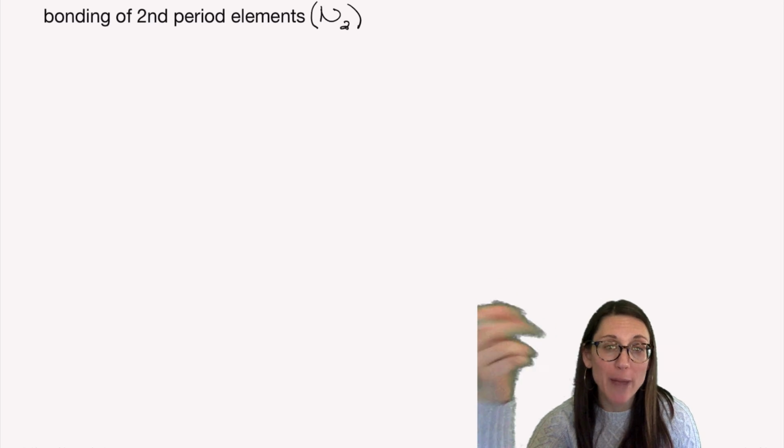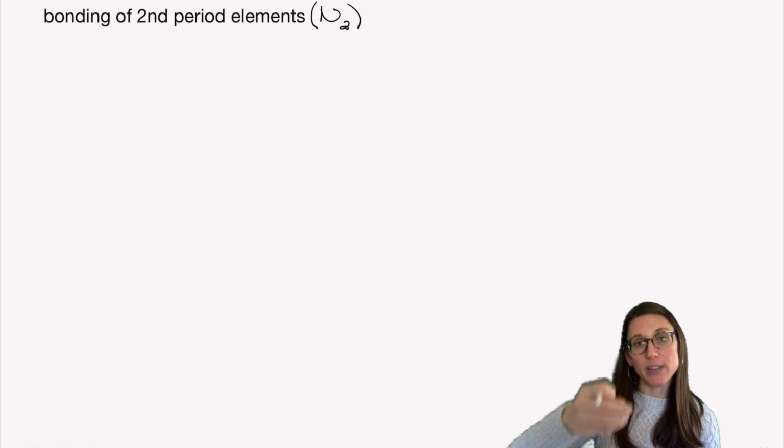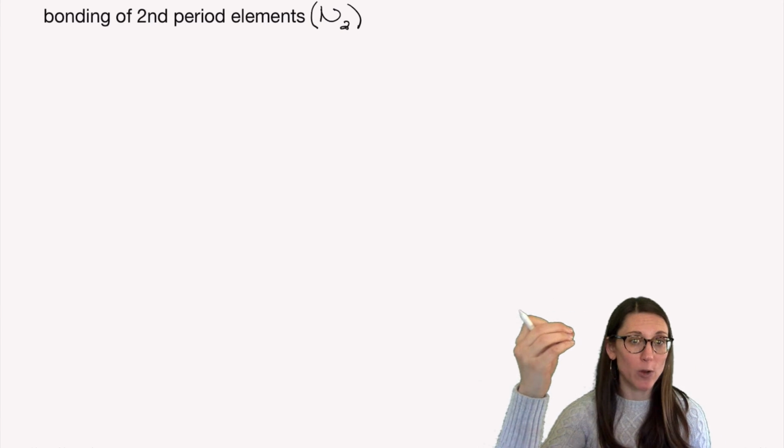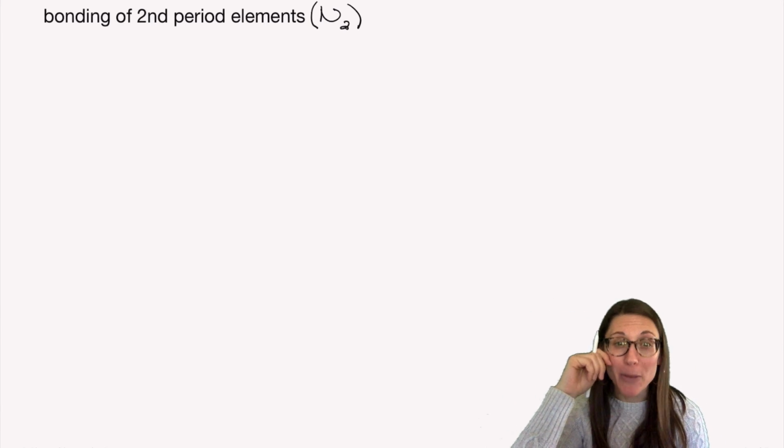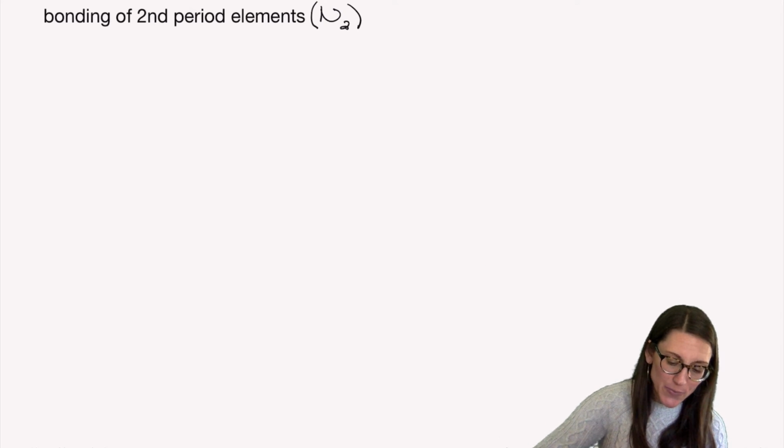The 2s overlaps in the same sort of way where you have a sigma bonding orbital that forms and a sigma anti-bonding orbital that forms. But now we've got p orbitals. Okay, this is where things get exciting and interesting.